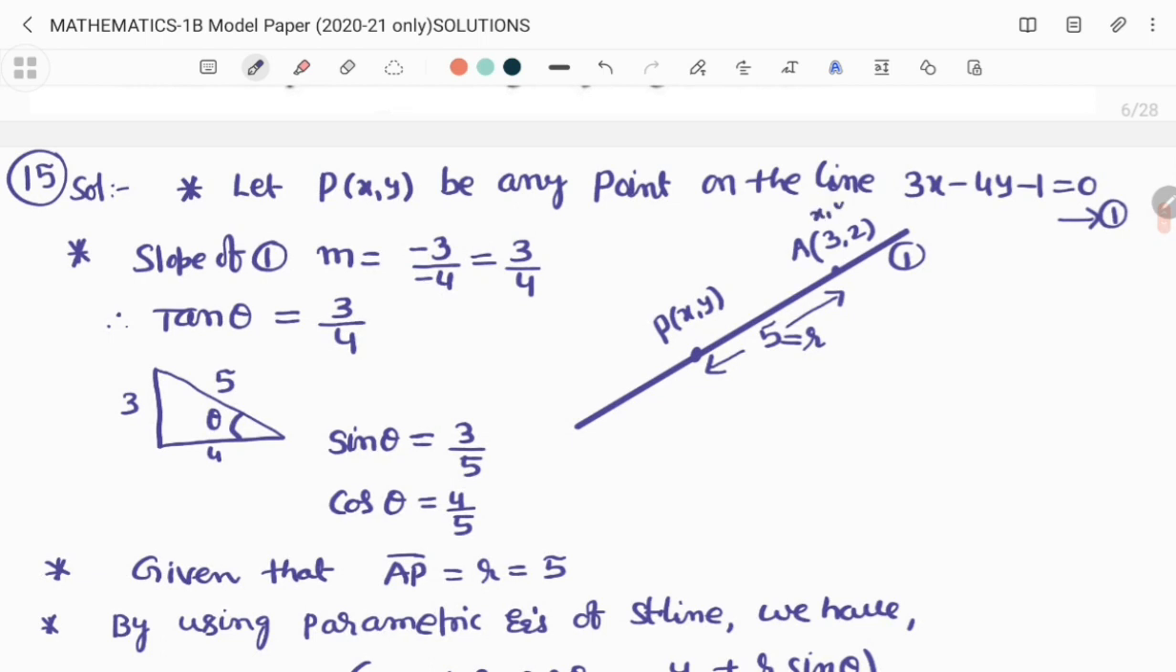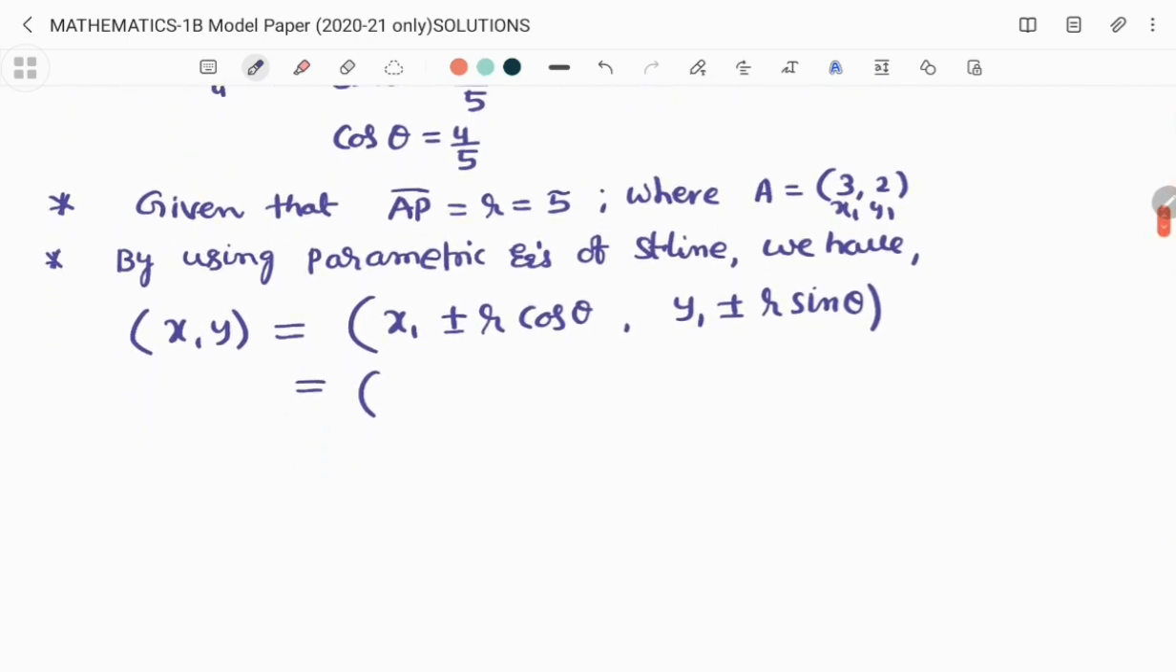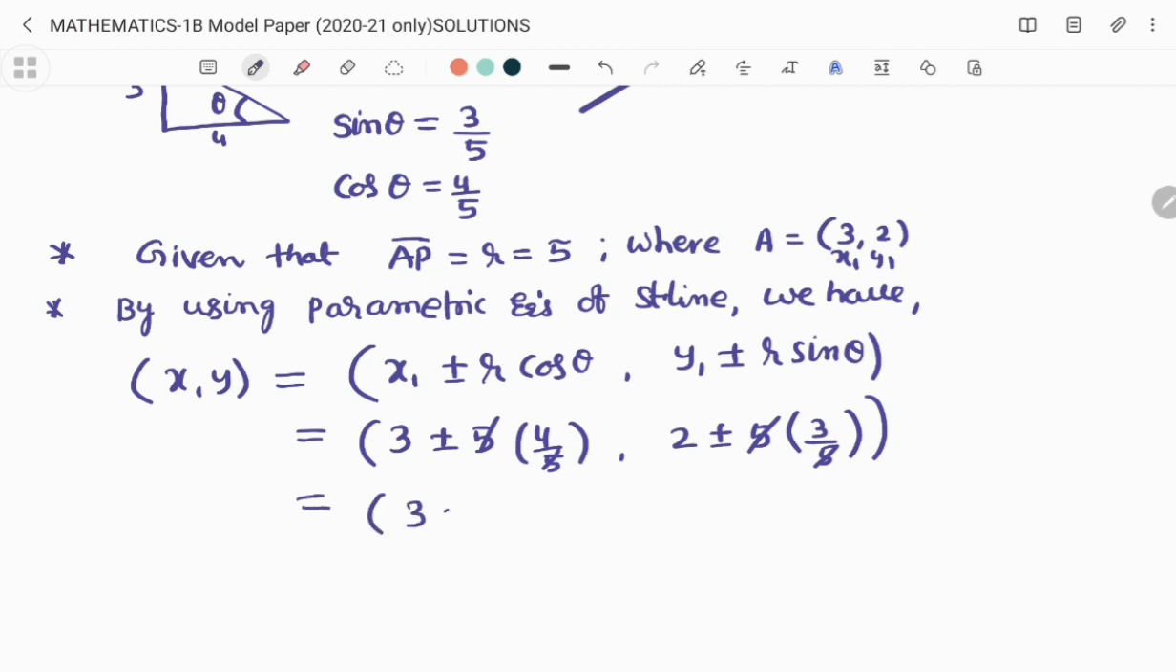Here A is equal to 3 comma 2, which is the given point x1 y1. So we have the sin theta and cos theta values. x1 value is 3 plus or minus r value 5, cos theta value 4 by 5. y1 value 2 plus or minus r value 5, sin theta value 3 by 5. The 5 gets cancelled. So 3 plus or minus 4, 2 plus or minus 3.